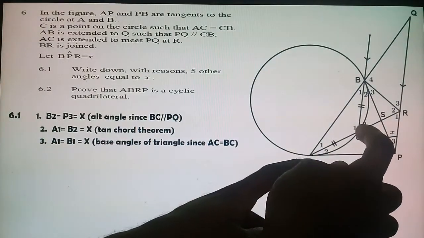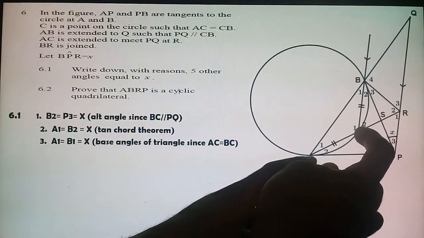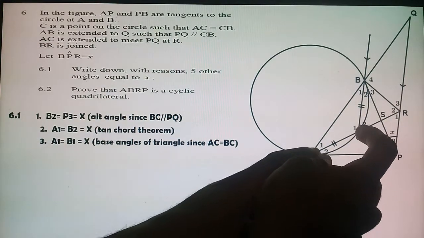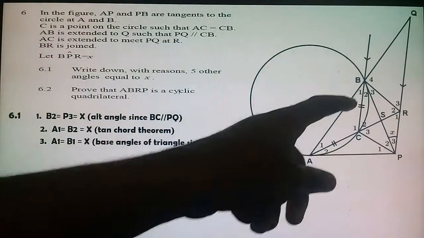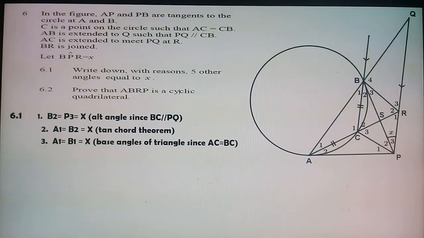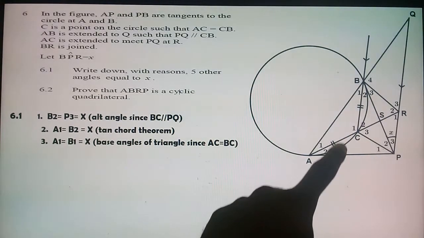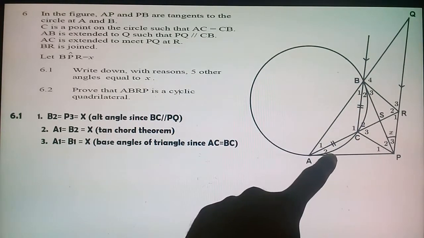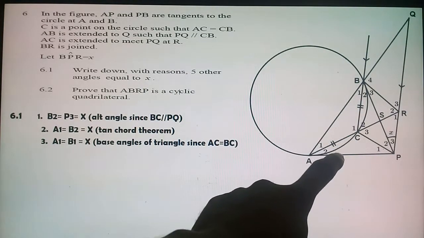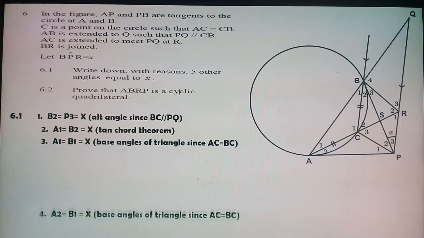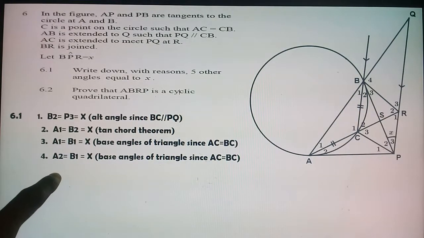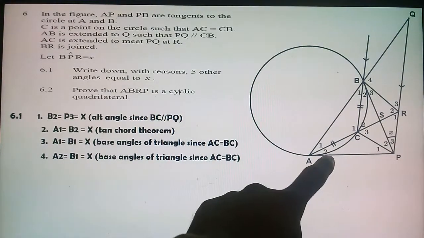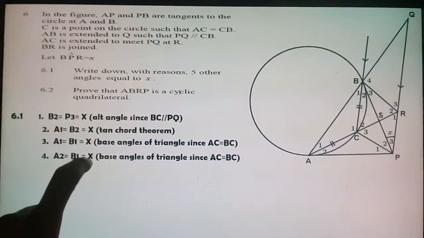This is the chord AC. The angle that is equal to it, if you move over there, gives us B1 and A2. What can be your conclusion between B1 and A2? B1 equals A2. The reason is the tan chord theorem. So A2 equals B1 and equals X.